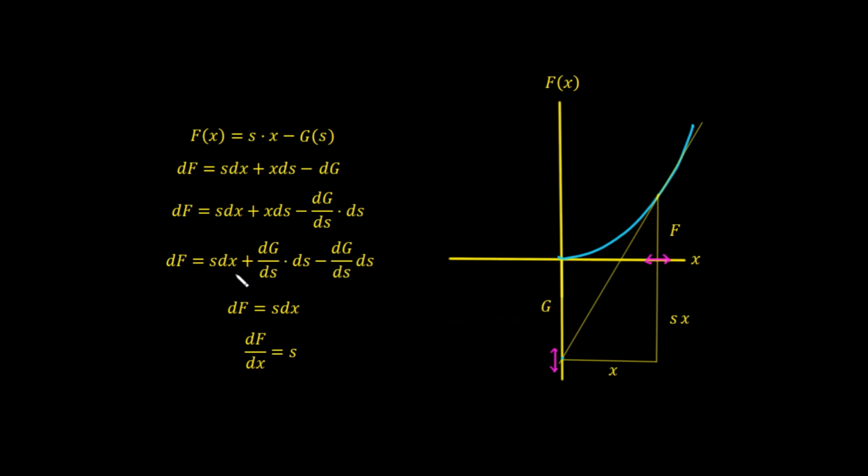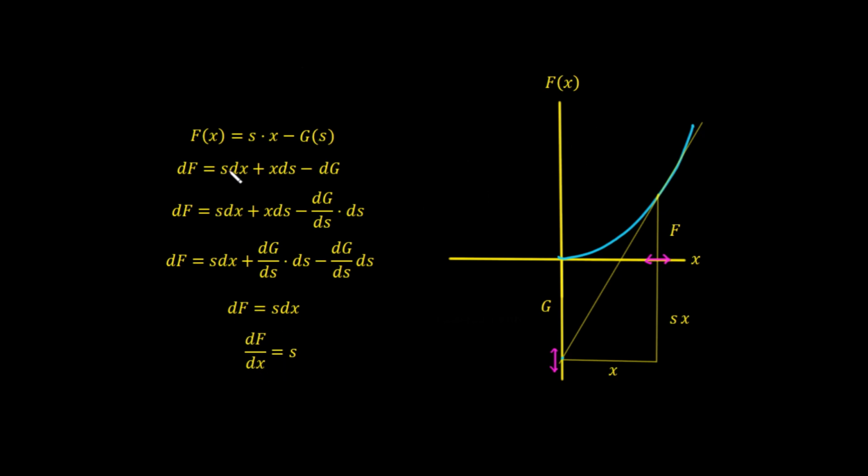So this term minus this term is going to give you a value of 0. You're just left with df is equal to s dx, and whenever we take the dx down, we have our df by dx is equal to s. We know that's true because that's how we've always defined it. s is the gradient of the original function f, so it's df by dx.